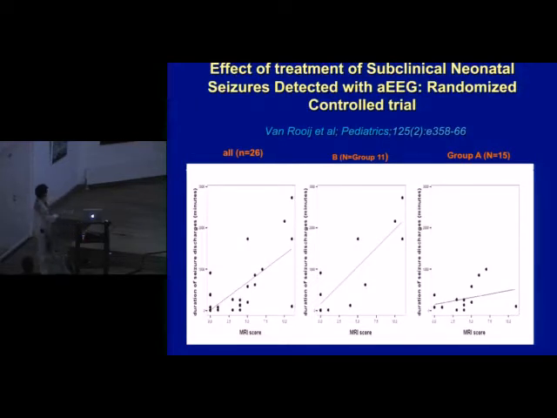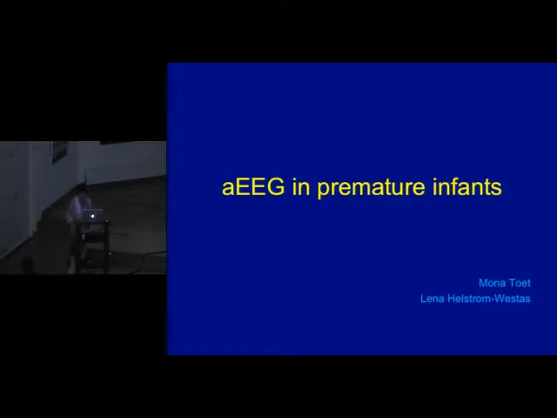But if you see the MRI scan, here you have all babies, here you have group B, so only clinical seizures were treated, and here you have group A, and you see that there were more abnormalities on MRI scan in this group B, where only clinical seizures were treated. See how much time we have left.